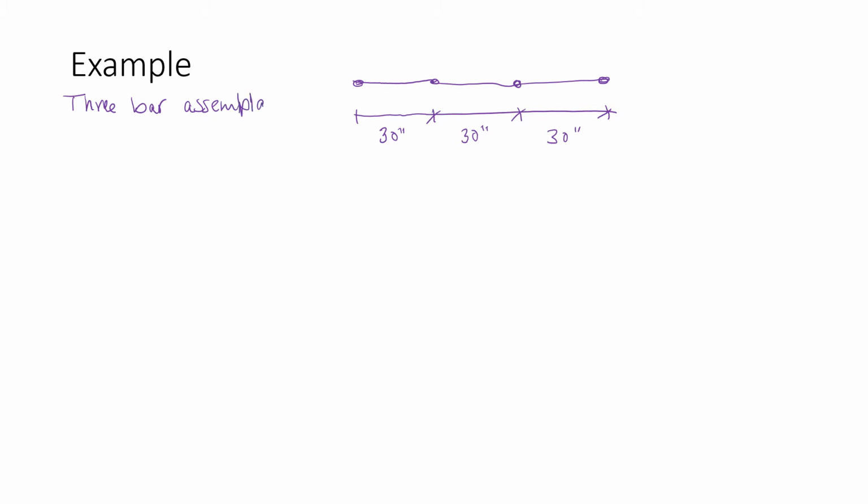So let's look at an example of 3-bar elements that are connected together. Each of them is 30 inches in length. So this is a 3-bar assemblage. This would be element 1, this would be element 2, and this would be element 3. And I want to note here that all 3 members are oriented along the same axis x.